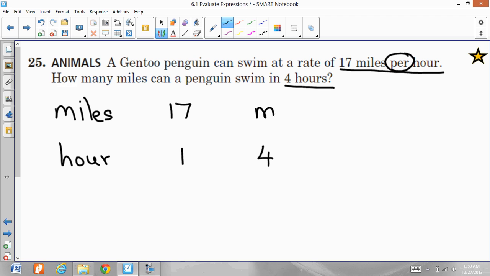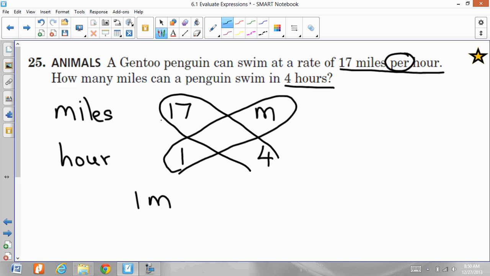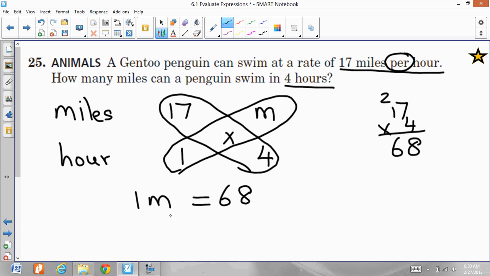So the last one is your m, which is missing. So you need to cross over and multiply. 1 multiplies m to give you 1m. Cross over and multiply. 17 times 4 is going to give you 68. Then all you have to do is divide by 1 on both sides, or if you understand, any number multiplied by 1 is going to give you back the number again. So 1 times m is just m equals 68.